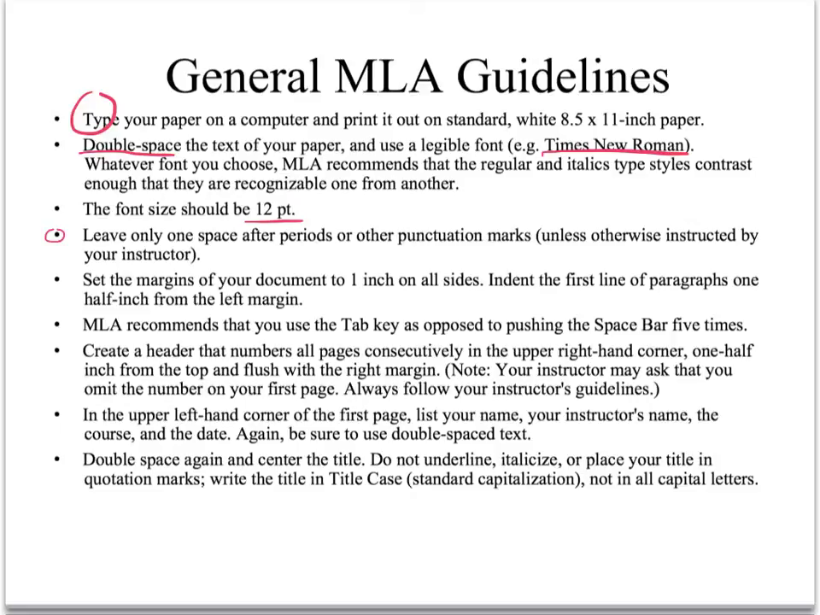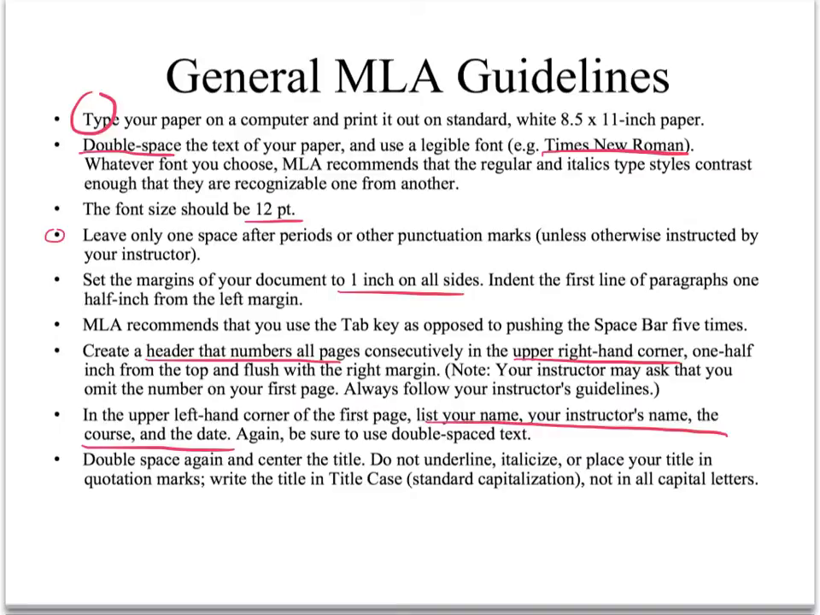Set your margins to 1 inch on all sides. That will require you to go in and format the way the page is set up, but they do need to be set to 1 inch. Use the tab key when you need to space over. The tab key is what you use when you need to indent a line of text. Create a header that numbers all pages in the upper right-hand corner of the paper. In the left-hand corner of the first page, very important, your name, your instructor's name, the course, and the date. Double space, and then center the title as well.